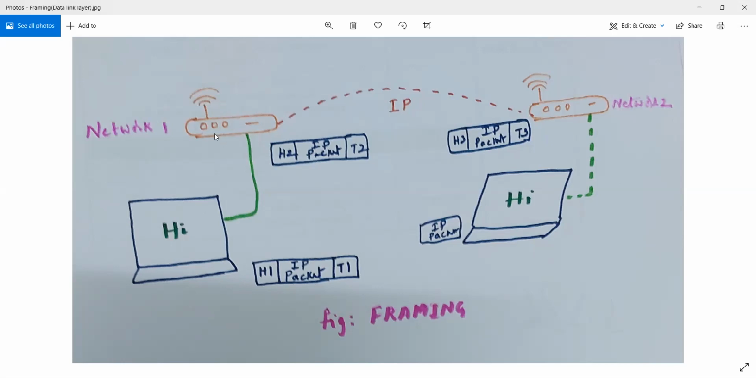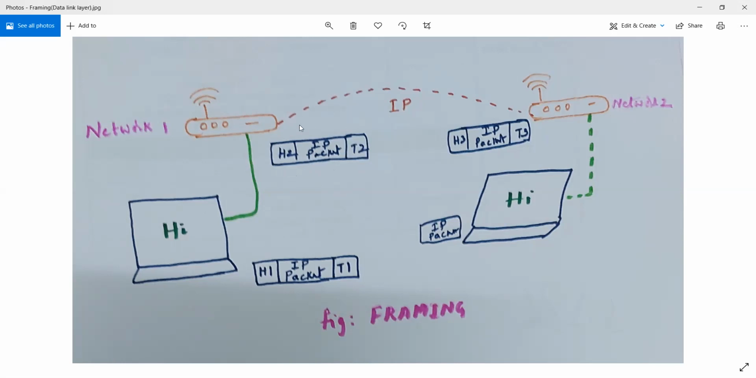So here the router is R1. This router decapsulates the frame that has arrived. It decapsulates it into an IP packet, and again it adds a header and a trailer. Here the header and trailer are changing, because now the sender is router R1 and the receiver is router R2. Whenever it changes from one device to another, the sender and receiver change, so the header and trailer also change. Now this is the frame.